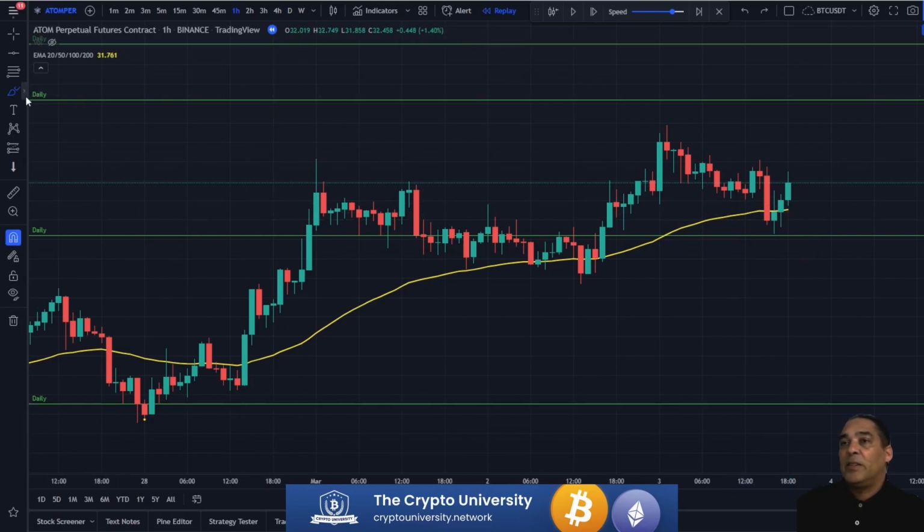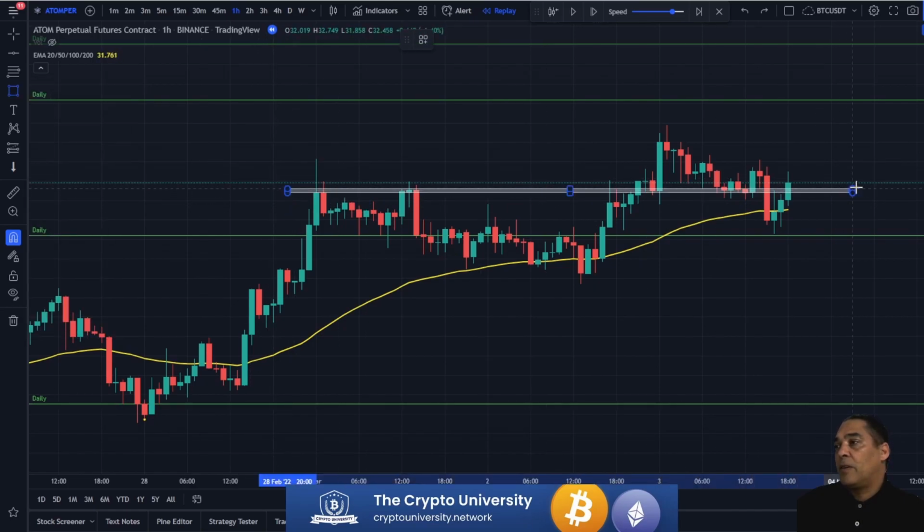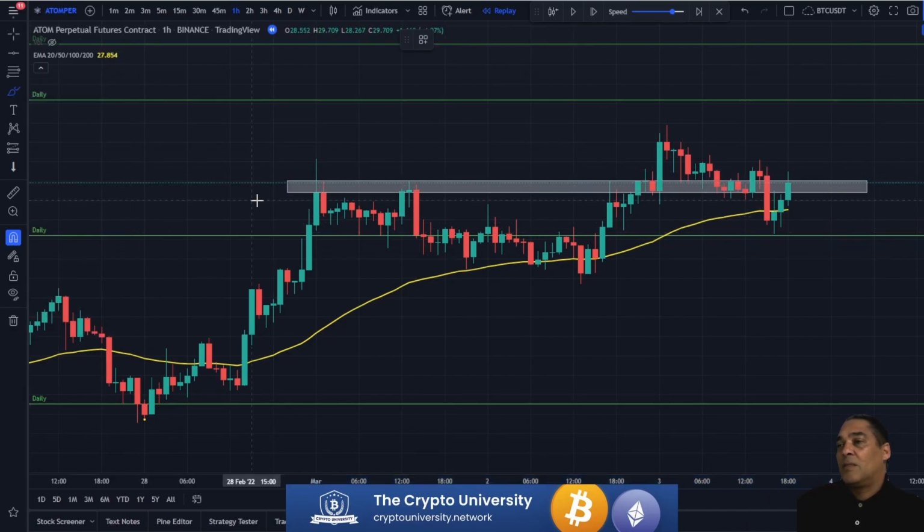And the reason for that is that this area, if you look to your left, has acted as resistance multiple times. There we go, once, twice, thrice. And based on price action, we're currently testing the zone again. So what I would love to see is a break of the zone, a retest, and then firing a potential long with the first take profit at our daily resistance.